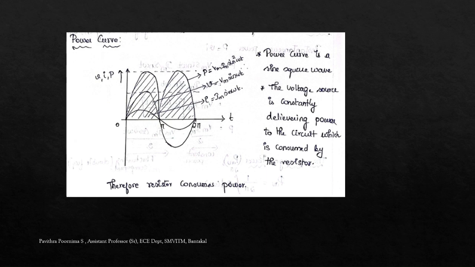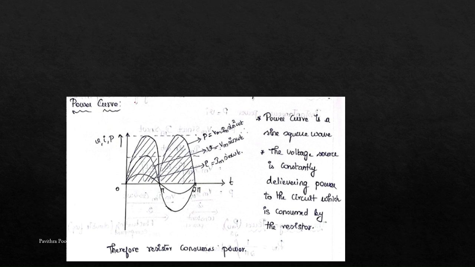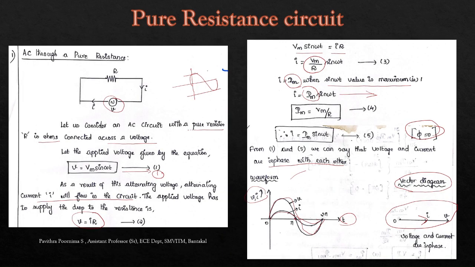Next we'll see the power curve. We already discussed the waveform for voltage and current. Voltage and current are both in phase. If you consider this voltage and current waveform from the previous slide, there is no phase difference between voltage and current, so both waveforms pass through the same point. So we have two instants: 0 to pi and pi to 2 pi.